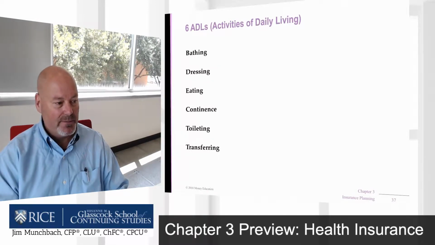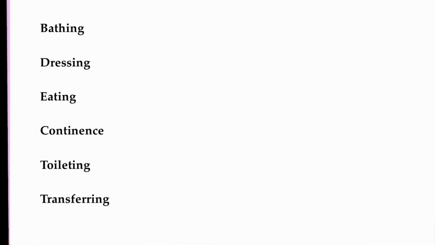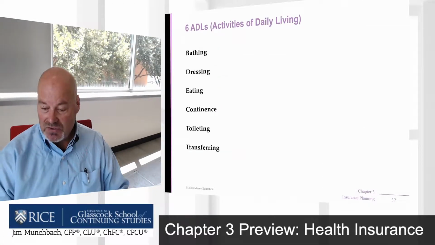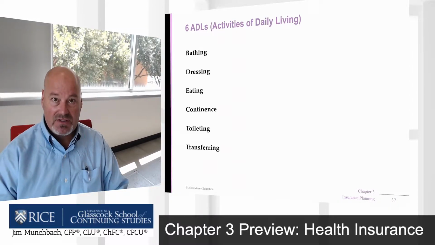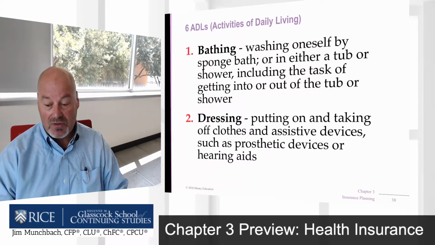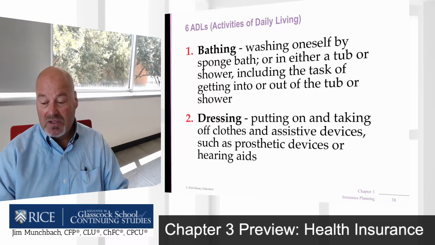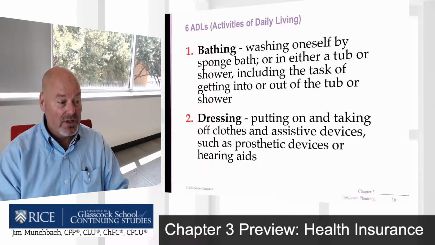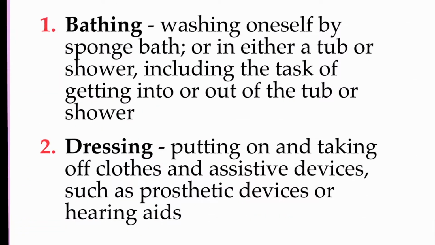This is going to be covered in more depth when we get into long-term care insurance, but now seems like a good time to just highlight these 6 ADLs, activities of daily living. So it's bathing, dressing, eating, continence, toileting, and transferring. I would remember those. The names are important and helpful to remember, but if you would hear the definitions: bathing is washing oneself by sponge bath or either a tub or shower, including the task of getting onto or out of the tub or shower. That's bathing.